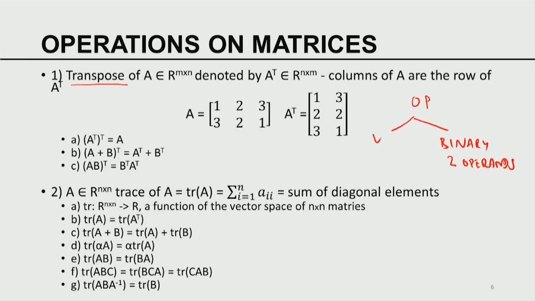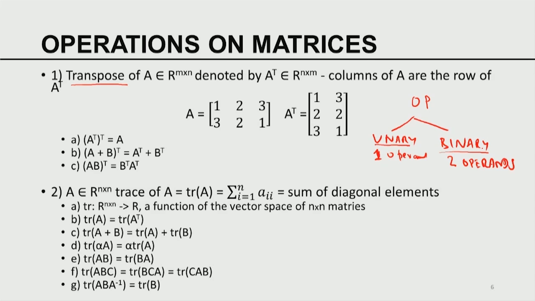A unary operation, on the other hand, needs only one operand. What are the examples of unary operations? Transpose of A, negative of A, inverse of A. So transpose, negative, inverse, they are all unary operations. Addition, subtraction, multiplication, they are all binary operations. So I would like you to be cognizant of the fundamental difference between two types of operators, binary operation and unary operation.